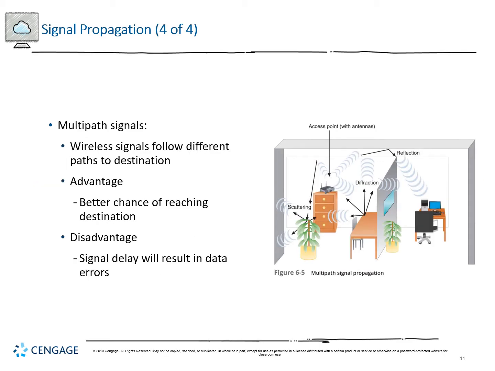Multipath signals deal with how to get a wireless signal to a different path in order to get it to its destination, getting around a particular barrier or passing through it. Our advantage using multipath signals is that there's a better chance of reaching our destination. Our disadvantage is that the delay of trying to move around objects can lead to data errors. If there's inconsistency in the order in which things are delivered, or if there's a checksum error, that can cause a lot of problems as well. So multipathing, while useful, can still have its pitfalls.